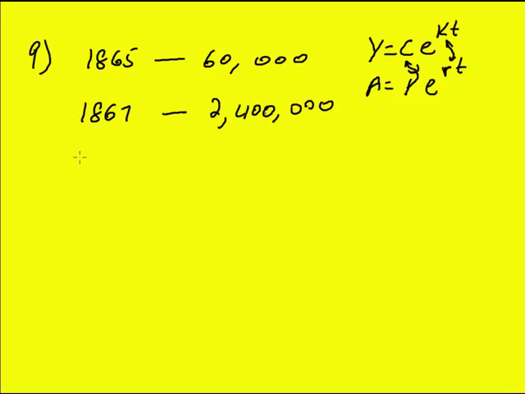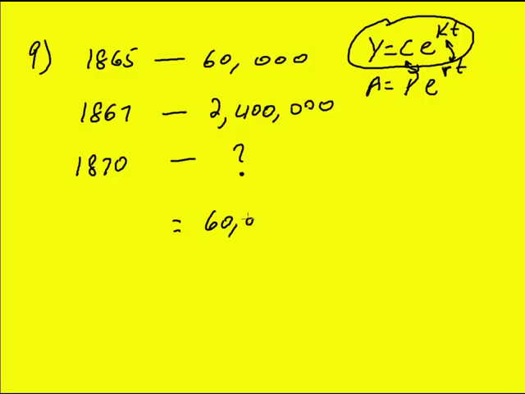Having said that, let's go to the question. It says in 1870, how many rabbits do we have? We want to find out how many rabbits we have, so we've got to build a mathematical model using this formula. Let's plug in the information that we have right now. We know we start out with C, which is 60,000. And we also know that the rate, well, no, we don't. So we'll call that proportionality constant k.